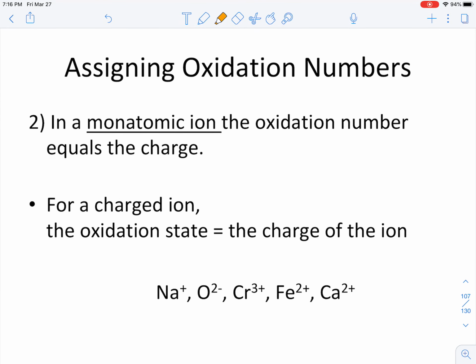All right, so next up, assigning oxidation numbers. So here's our second rule, and that is a monatomic ion, the oxidation number is the charge. So if you have one element all by itself in its ion form, that charge that you see, that is the oxidation number. So whether it's a predictable charge like sodium or oxygen, or whether it's an unpredictable one like chromium or iron, if you see an element all by itself, and that's what we mean by monatomic, mon coming from mono, meaning just one. So one element all by itself, and it says, hey, I'm a sodium ion, I'm a 2+, that charge is the same as its oxidation number.